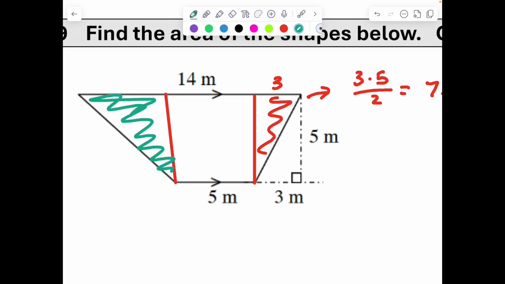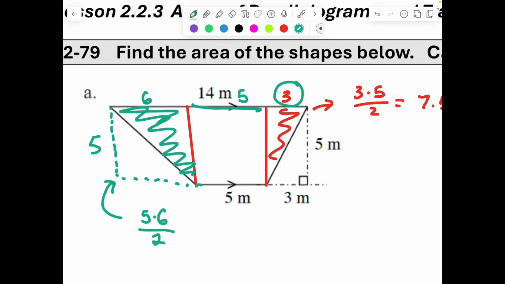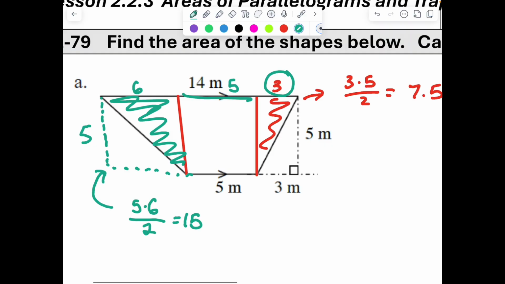The area of this triangle, okay, this whole thing was 14. We've already taken up 3 of it. And then this piece is 5. So if we subtract 8 from 14, we're going to have 6 left. So this base is 6. And this triangle has the same height as the other triangle. Okay, that's got a height of 5. So this area is 5 times 6 divided by 2, which is 15.